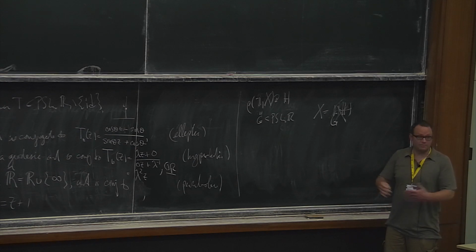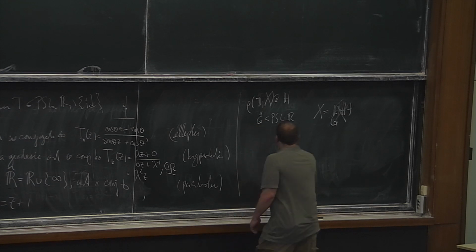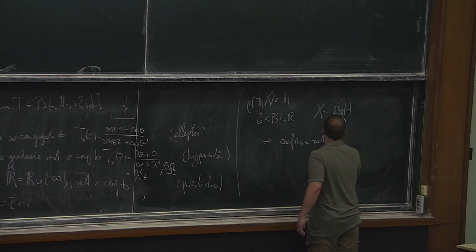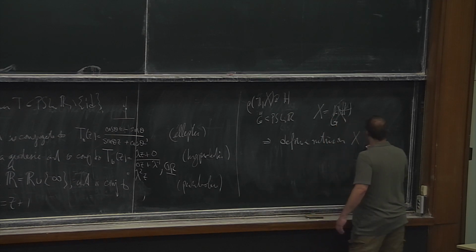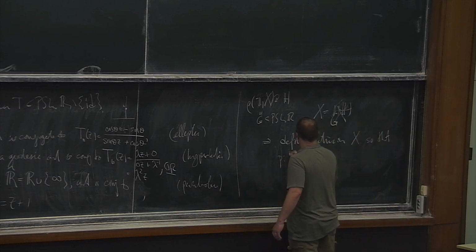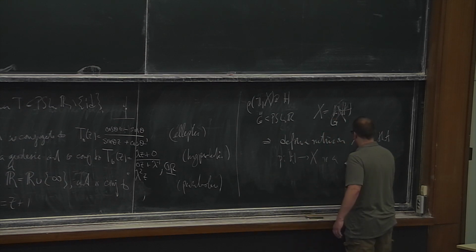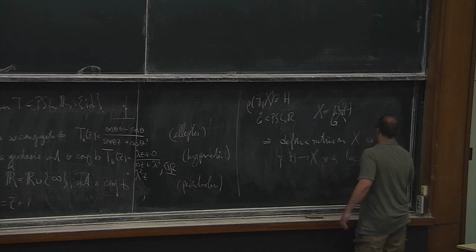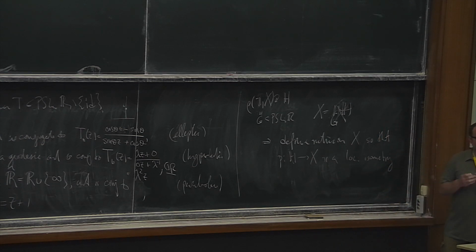Now, not only is it acting by holomorphic automorphisms, it's acting by isometries, which means that we can define a Riemannian metric on X so that p from the universal cover to X is a local isometry. So not just a holomorphic map, now it actually is a local isometry.